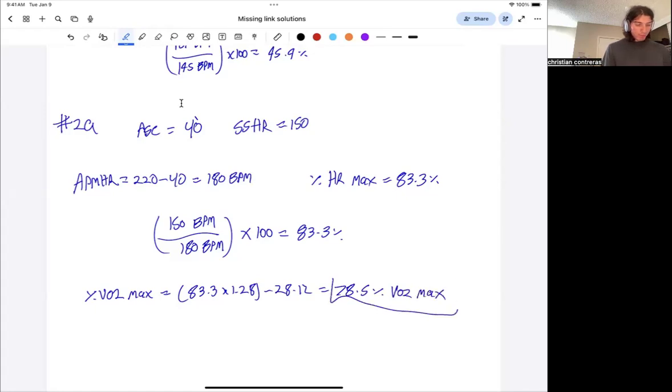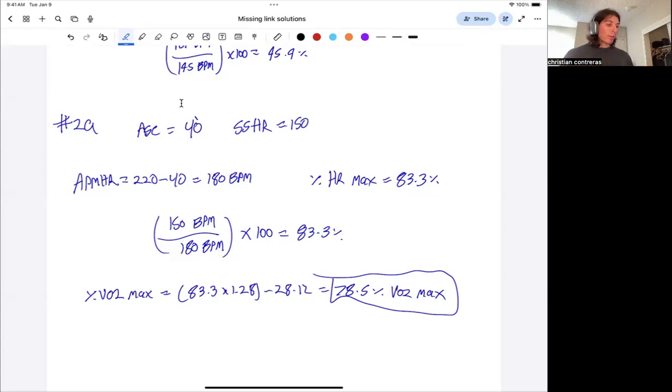Same thing we did for number 1. We knew his steady state heart rate. We knew his age, which we used to be able to calculate what percentage of his age predicted max heart rate he was working at, i.e. his percentage of heart rate max. We could plug that into the same formula and get the percentage of VO2 max.